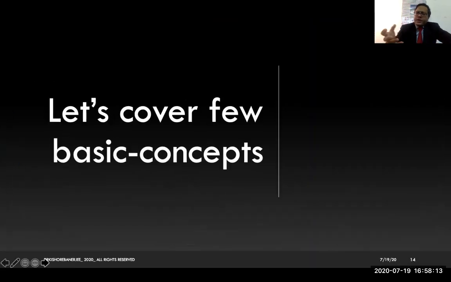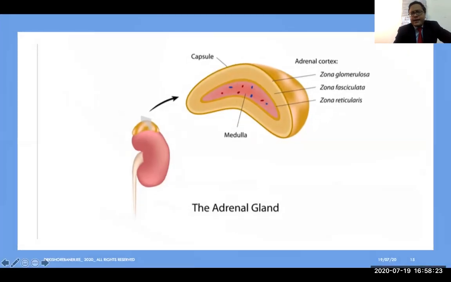Before we venture into comparing the subvariants 21-hydroxylase versus 11 versus 17, let us cover a few basic concepts. You know that the adrenal gland sits on top of the kidney, which is why it's called the suprarenal gland, and it has 2 portions which are embryologically different: the cortex and the medulla. The outer cortex has 3 distinctive subzones. From the outside, they are called zona glomerulosa, zona fasciculata, and zona reticularis. You can remember them by the mnemonic GFR: glomerulosa, fasciculata, reticularis.